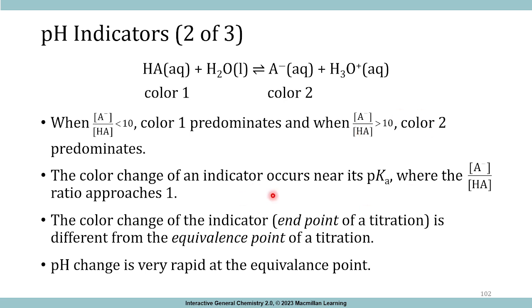And again, those limits are actually somewhat arbitrary. You have a lot of error in your eyes and your ability to detect those colors. That's why if you want to do it really well, you'd use visible light spectroscopy. So the color change of an indicator, i.e. your endpoint for a titration, is actually going to always be different than the equivalence point of a titration.